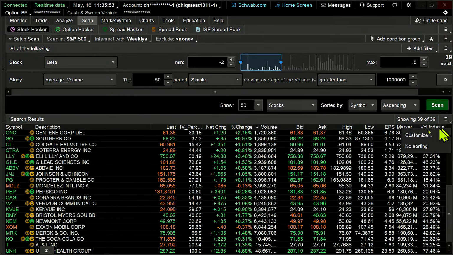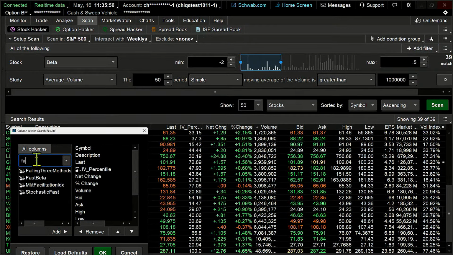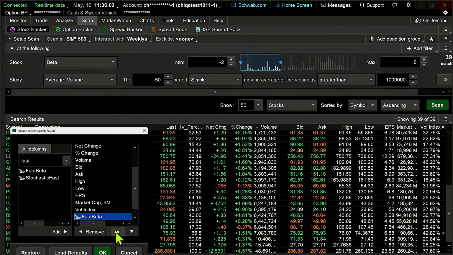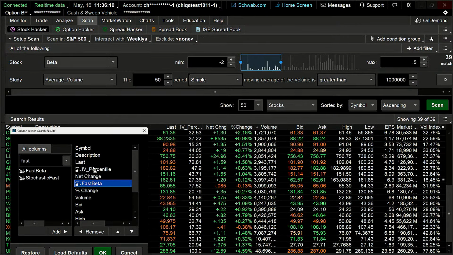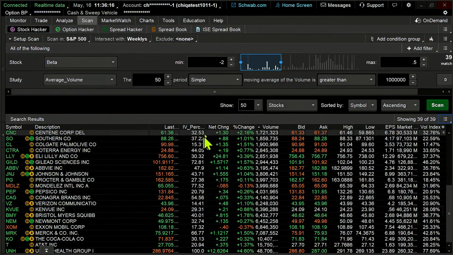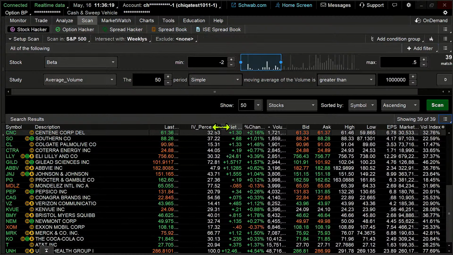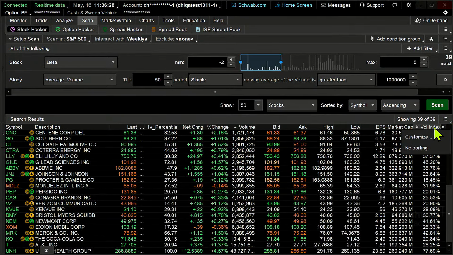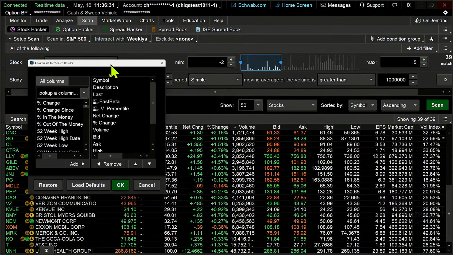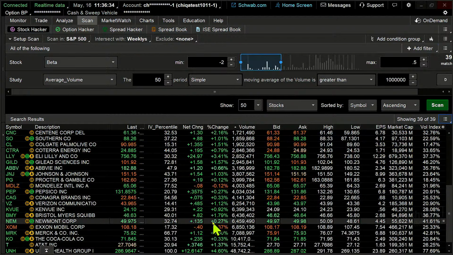What I can do is customize this list, and add fast beta as a column, and I'm going to move it up in the list so that we can see it. Let's grab fast beta and move it up above IV percentile, and click OK. Let's move this over so we can see, where did our fast beta go? It may be that I don't have enough columns. Did I click on OK? Why am I not seeing that fast beta number?